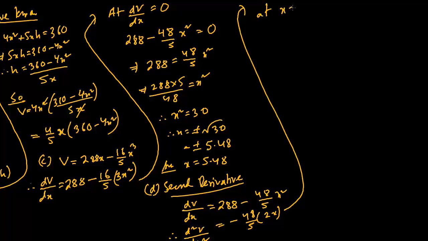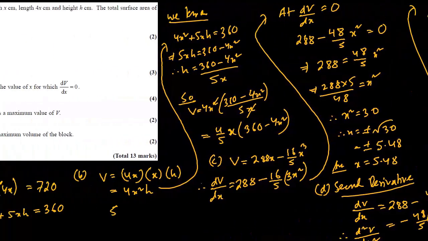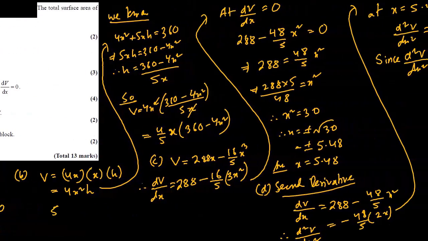So at x equals 5.48, d2V by dx squared is going to be minus 48 by 5 into 2 into 5.48, which is going to be negative because we have a negative in front of here. So we don't have to calculate this. We just need to know whether it's positive or negative. So since d2V by dx squared is less than 0, it is a maximum. So that's all they ask for, whether it's a maximum or not. And the next question, find the maximum volume. So we have to put the value of x in the expression of V and find the maximum volume. So let's do the final one.